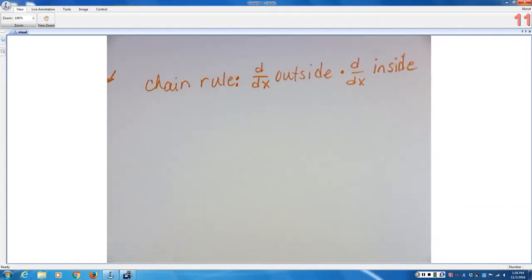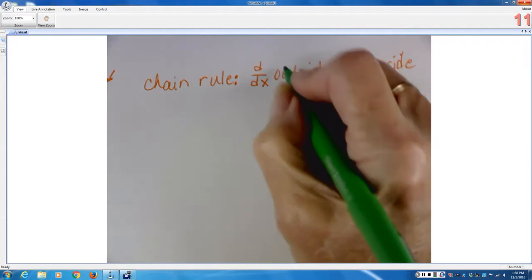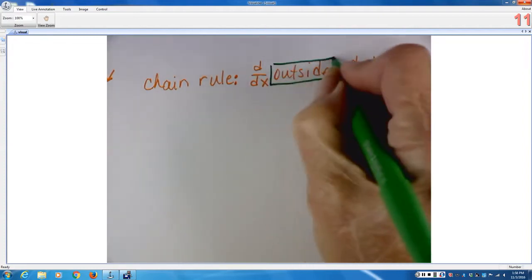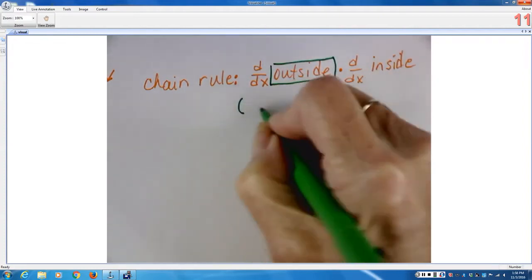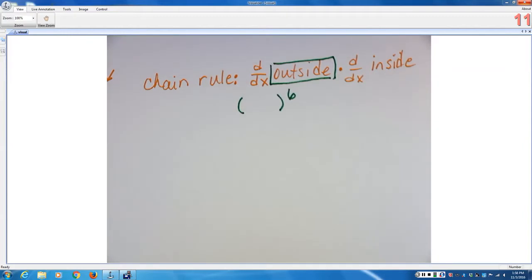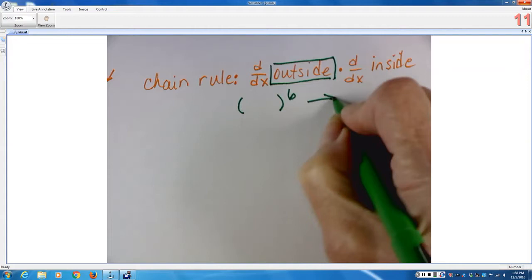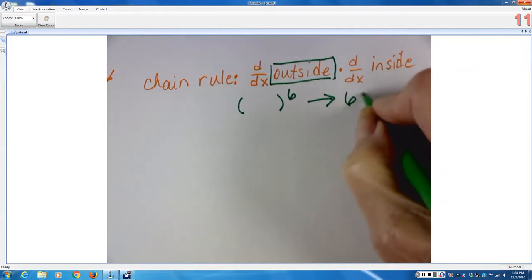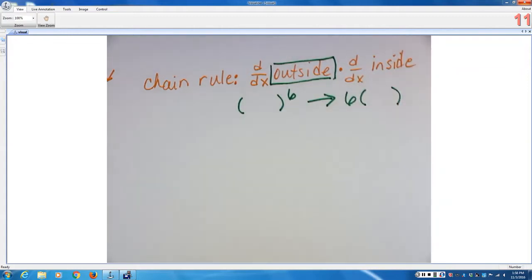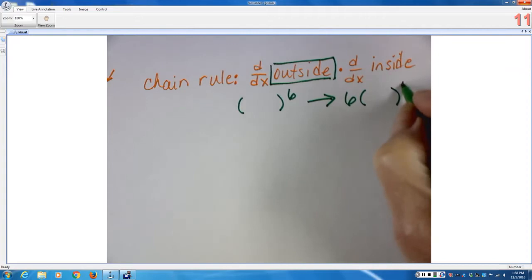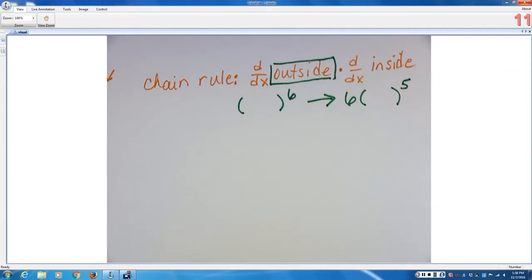Because it's usually pretty easy to tell what's inside and outside. But you may have to practice that. So my outside is parentheses to the sixth power. And my derivative of outside is 6 times what's in the parentheses to the fifth power. Then I have to take the derivative of the inside.